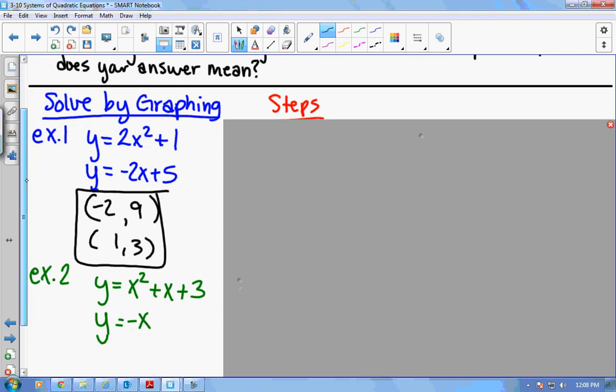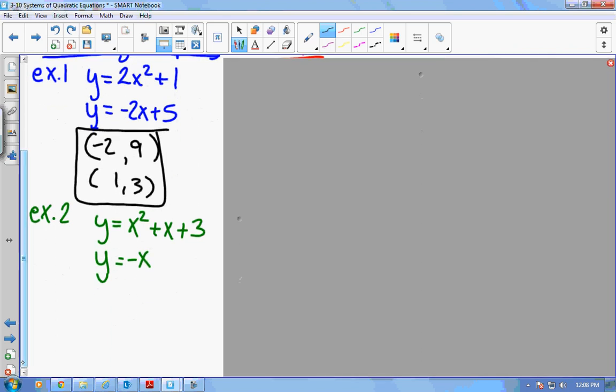Write down example 2. It's this green one. The first one, Stetson, is that quadratic or linear? That's quadratic. And the second one, Isaiah Cooper, is that quadratic or linear? Linear. Good, because it's next to the first. All right, we're going to write both those down. Then you're going to grab your calculator and find their solutions.